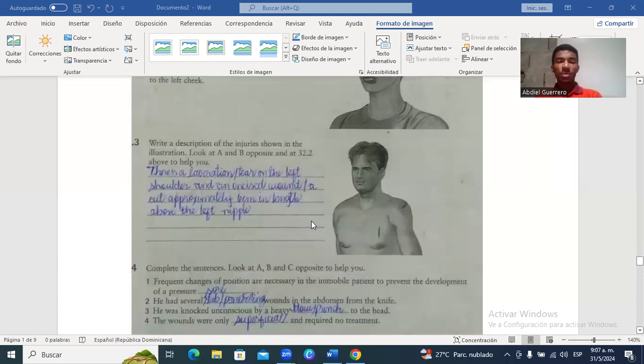Write a description of the injuries shown in the illustration. Look at A opposite to help you. There is a laceration or tear on the left shoulder. We can see a cut approximately in length above the left nipple.